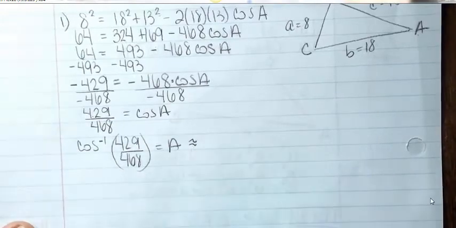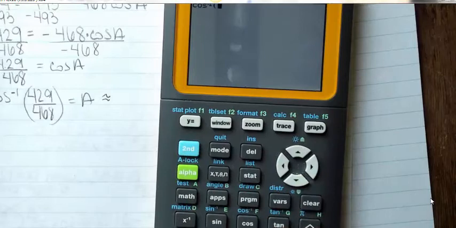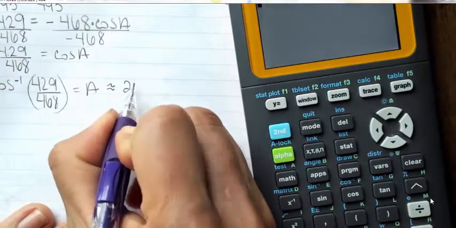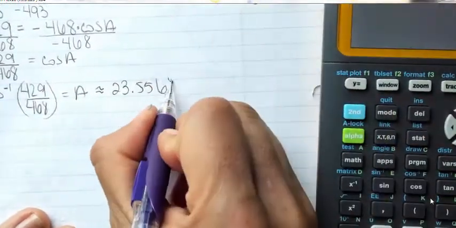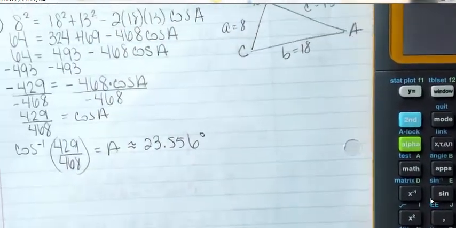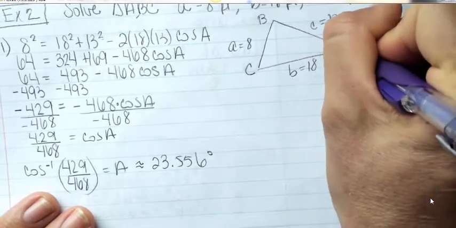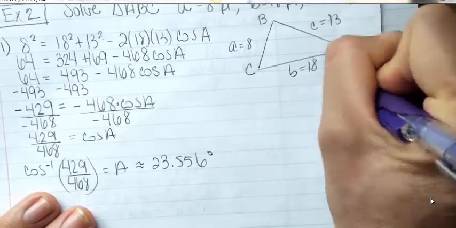So let's put that into my calculator. Cosine inverse of 429 divided by 468. And I get 23.556. Okay, so I got angle A, which I'll put right here, which is 23.556 degrees.